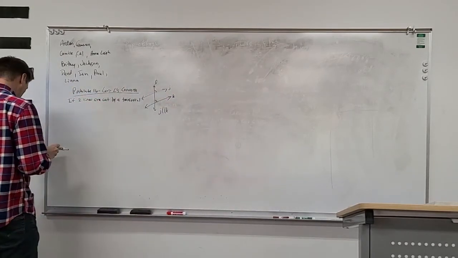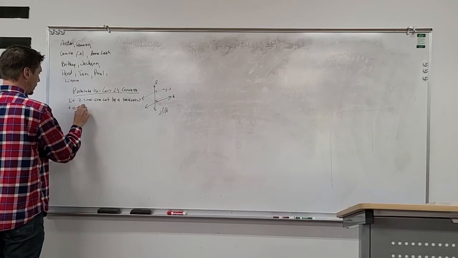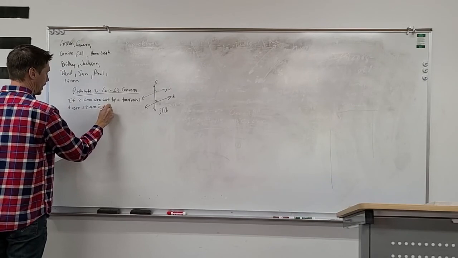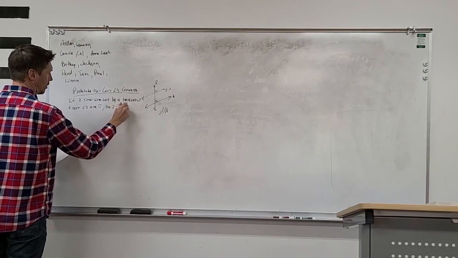So if two lines are cut by a transversal and corresponding angles are congruent, the two lines are parallel.